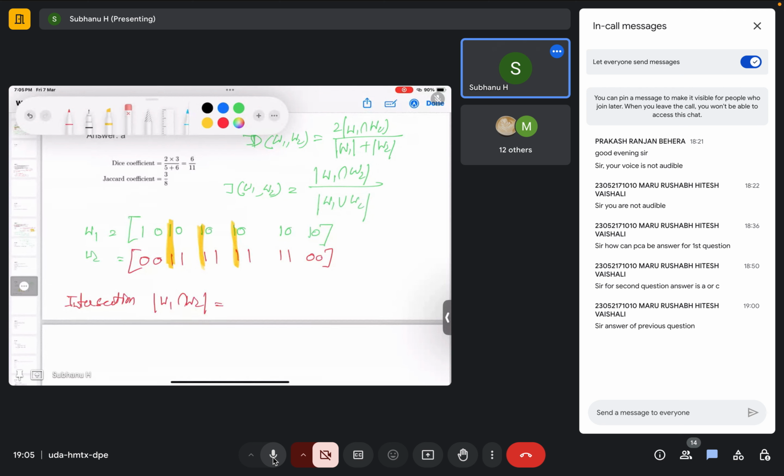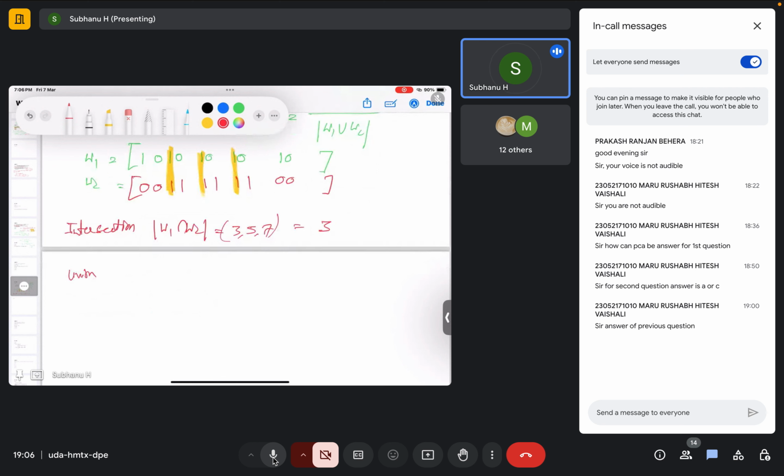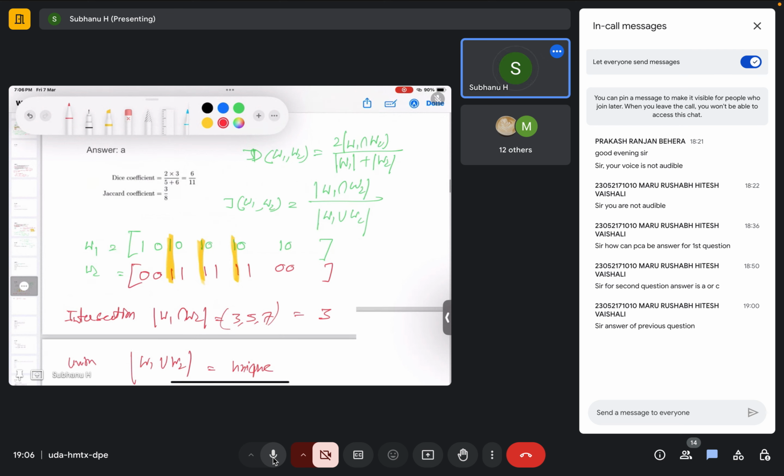Oh, sorry, I have it wrong. So these are zeros. Okay, these are zeros. So these are the positions 3, 5, 7. So together, basically 3. Okay, fine. Now if you see the union of W1 and W2, then you will get the total unique ones. How many unique ones are here in total? 8.